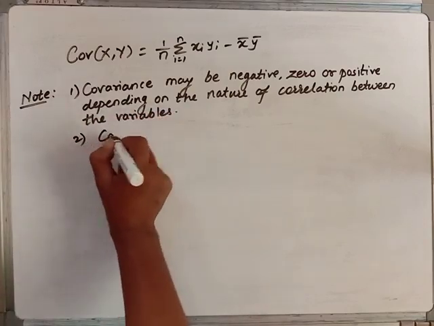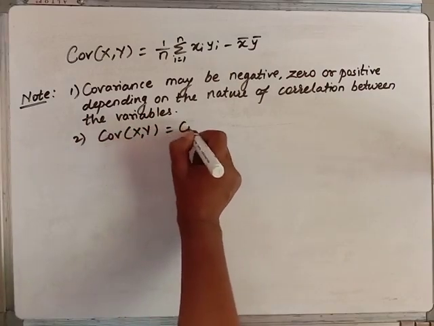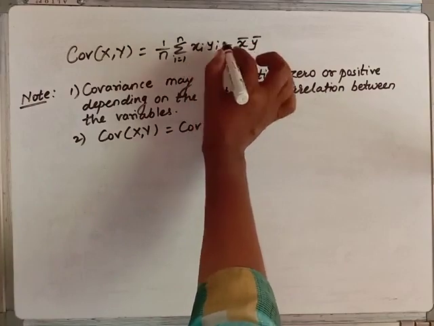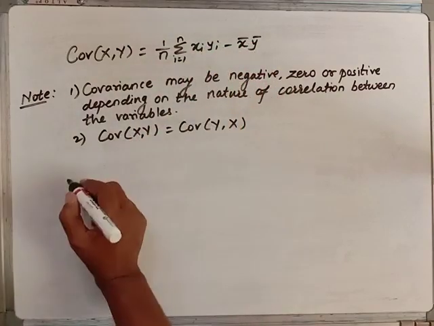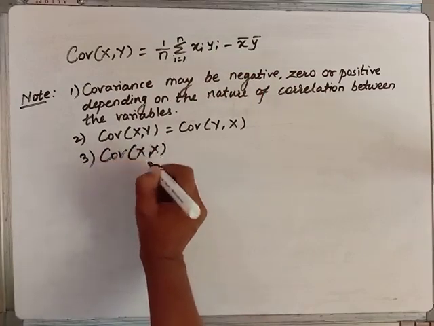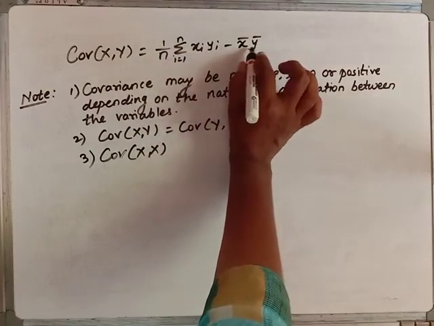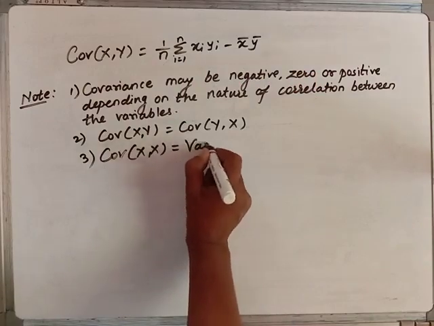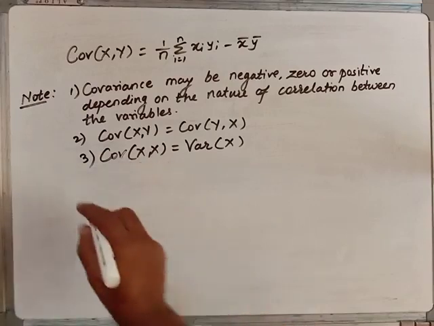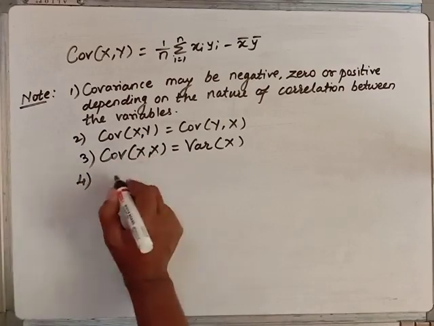Second note, covariance between x and y is the same as covariance between y and x also, because if we change, the product will remain the same. Then covariance between x and x, if I put yi as xi here, it will be xi square, and this is minus x bar square, so it is nothing but variance of x. Similarly, covariance between y and y will be variance of y. Okay, it will be the same, so I won't write that.